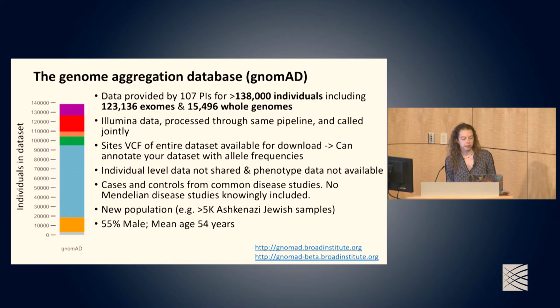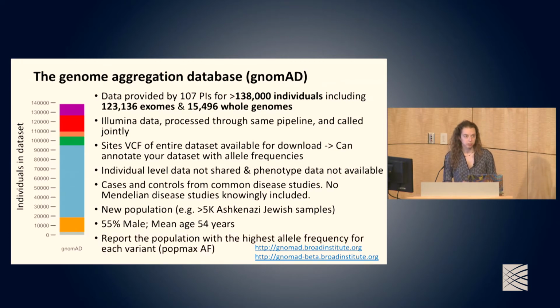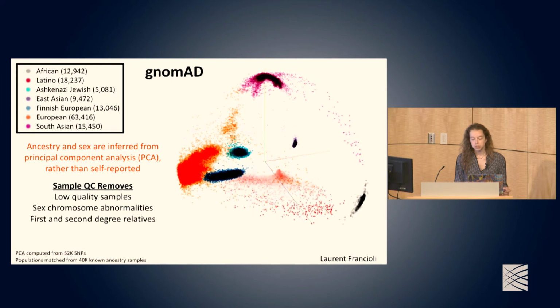We have one new population in gnomAD versus ExAC, which is the Ashkenazi Jewish samples, which have been pulled out, and the male-female balance is pretty even. It's about 55% male, and the mean age is 54 years. So most people who have these variants have lived a reasonably long time with them. And then we report the highest population allele frequency, which we call the PopMax, for each variant, and I'll talk more about that later.